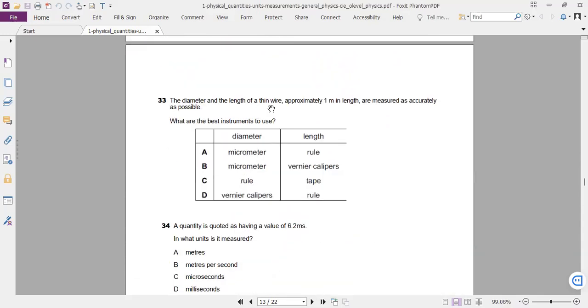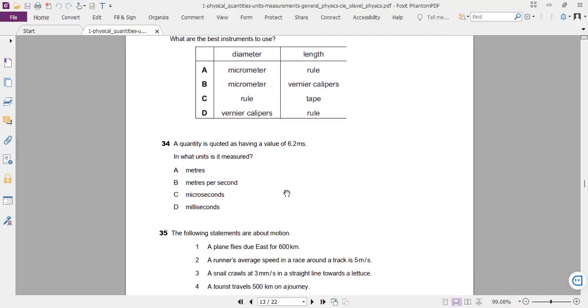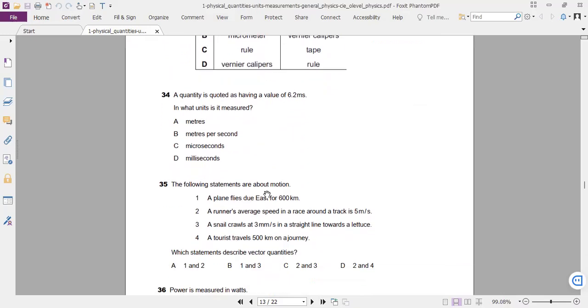The next question is the diameter and length of a wire is approximately this much, measured as accurately as possible, and which instruments are used. I think we have done this question so many times, so you should be able to choose suitable instrument. And quantity is 6.2 milliseconds. In what unit is it measured? Oh, I have already told you the unit. So if you are a bit clever, you will find the answer.